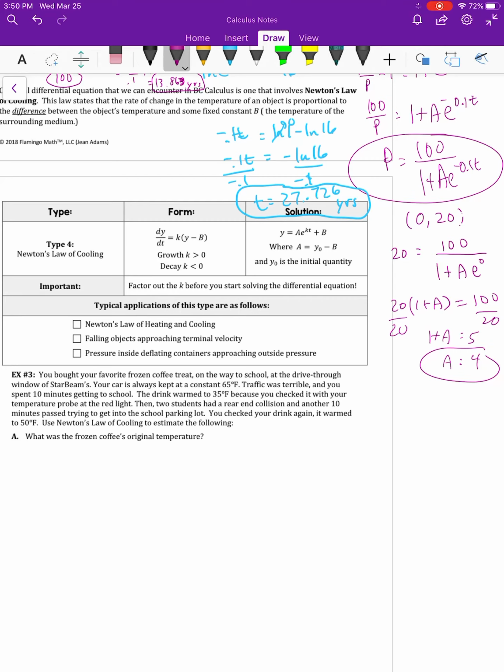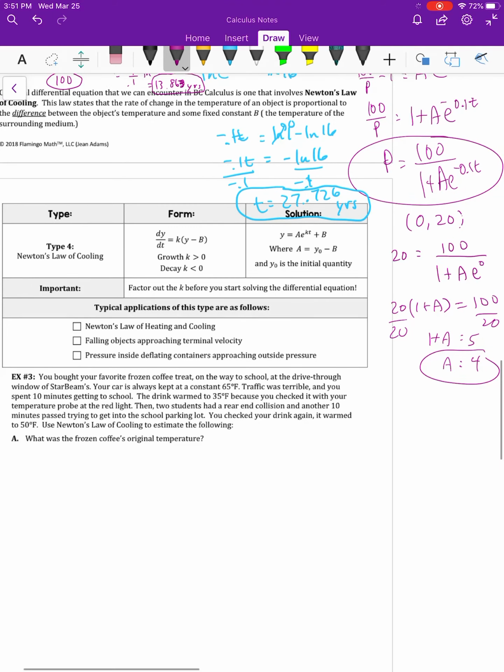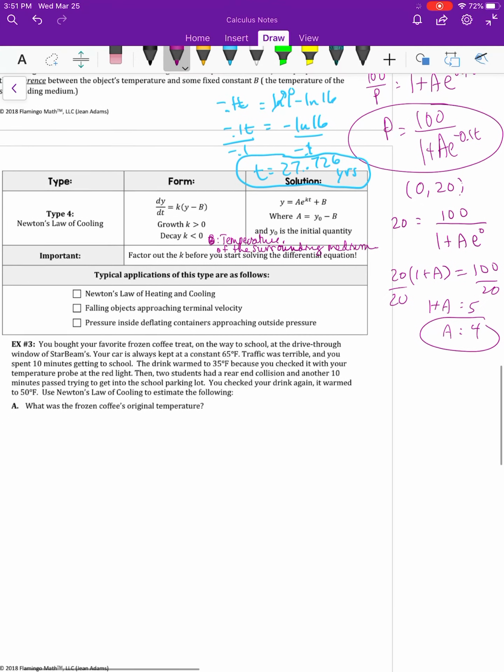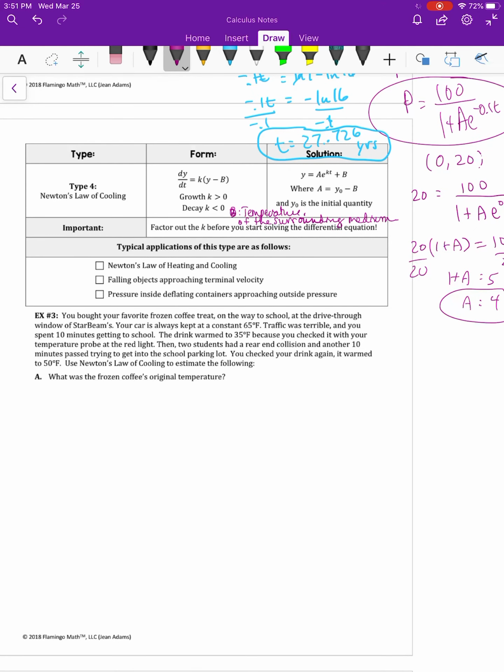This one is a little bit different because we're used to using that other formula that we used in pre-calculus, but we're not using that. We're using a differential equation. Remember that your B up here, because this is your form, your B is the temperature of the surrounding medium, whatever that is. You put it in the refrigerator, so it'd be the temperature of the refrigerator, or you took it out of the oven, so it'd be the temperature of the room. So that is your B up here.